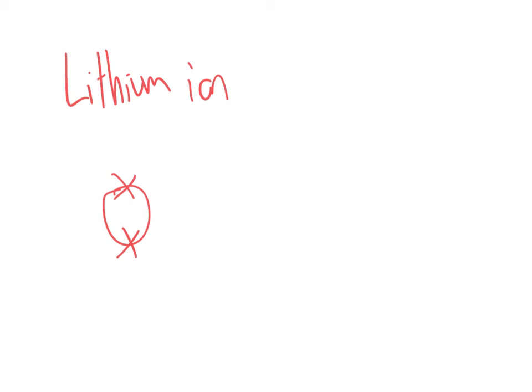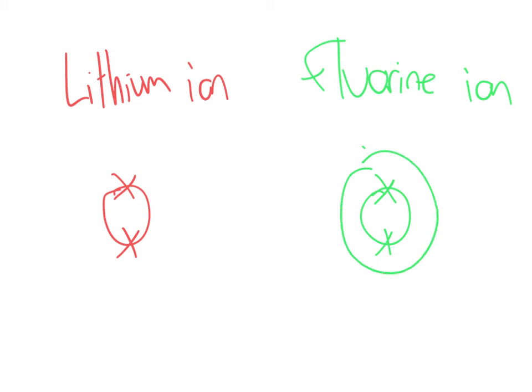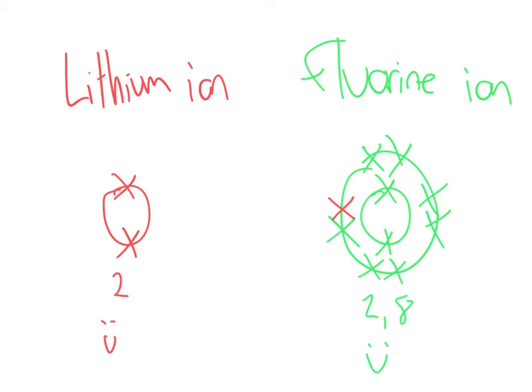And I'm going to have a fluorine ion. I've got my 2 electrons, 1, 2, 3, 4, 5, 6, 7, plus the 1 from lithium. So right now, if I go to my ions, my lithium ion is now just 2, so it's happy. My fluorine ion is now 2, 8, so it is happy. So now we have got 2 happy ions.